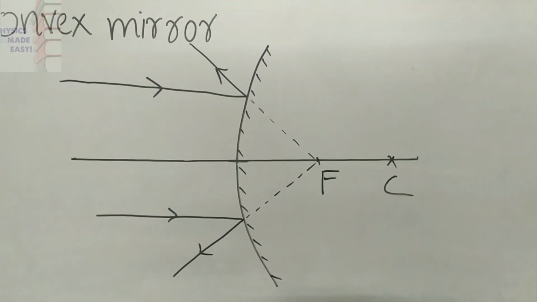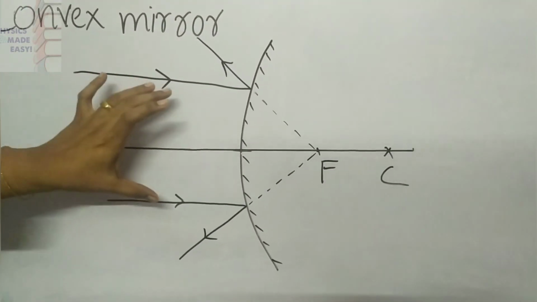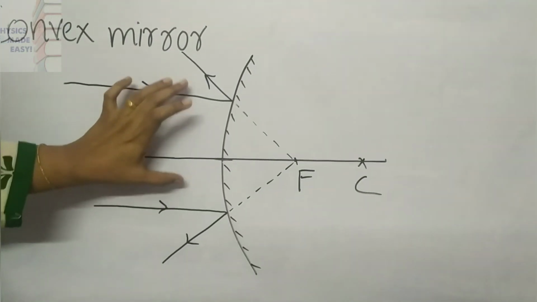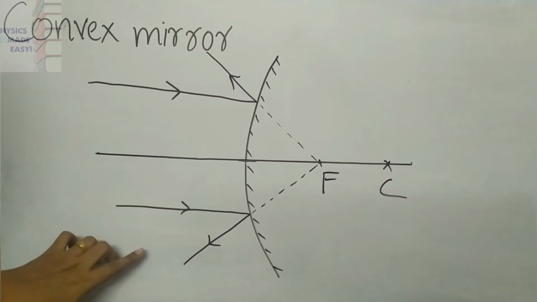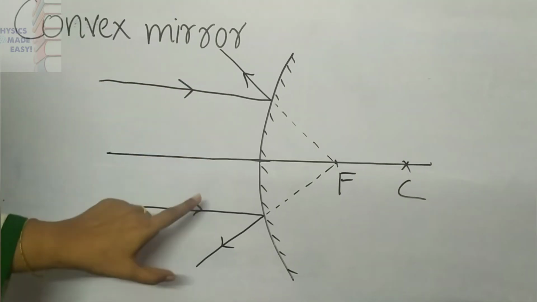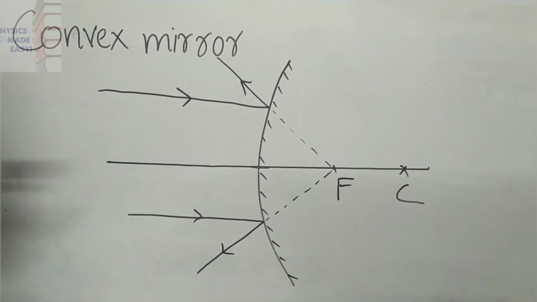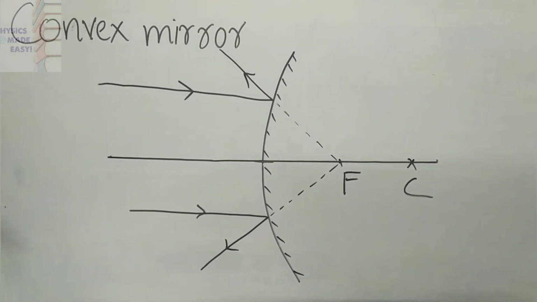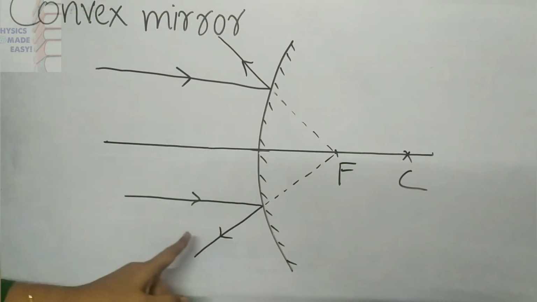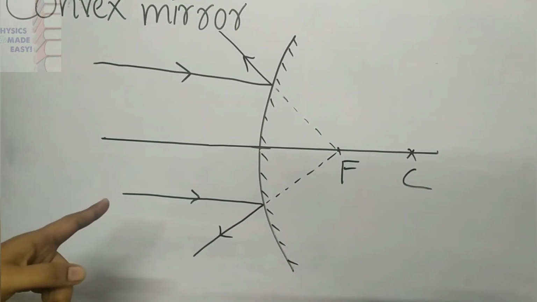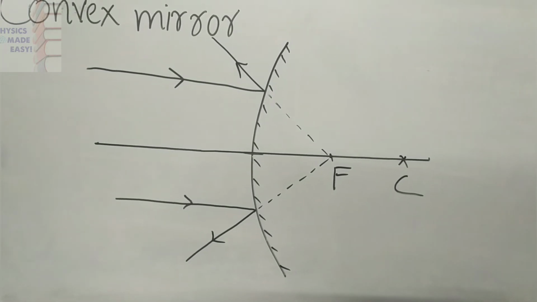Okay children, so the rays which are parallel to the principal axis, after reflection, what is happening? These rays are reflecting from the surface, and the reflected rays seem to be coming from a point. Actually, they are not coming from a point. You have to consider that they appear to come from a point on the principal axis, and that point is called the principal focus in the case of a convex mirror.